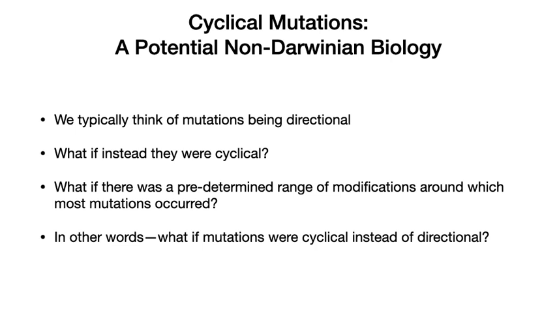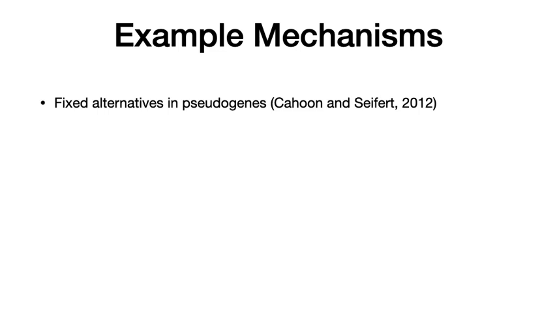So probably the best thing to do here is just to give you some example mechanisms that we know about to kind of get your mind seated for how these might occur. One of my favorite examples is organisms that have fixed alternative genes encoded in pseudogenes.